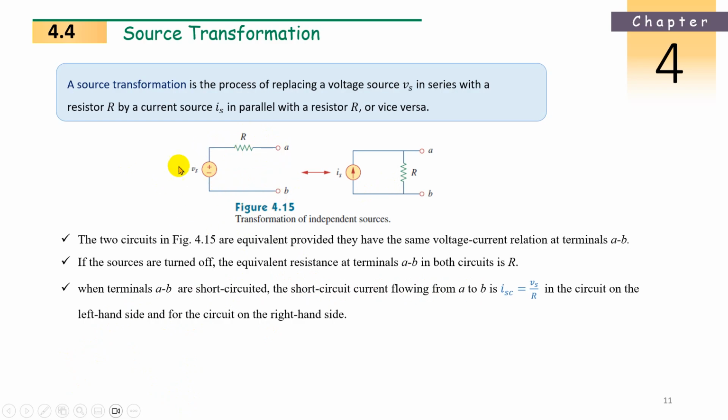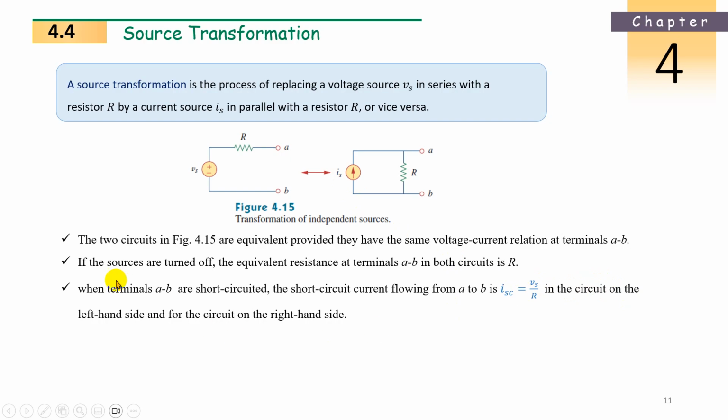This is one loop. So the current, given by Ohm's law, is nothing but I_SC, called the short-circuit current at terminals A and B. When terminals A and B are short circuited, it is Vs divided by R, that is I short circuit. This Is is equal to this Is, the same current source. It will act like a short in the circuit.